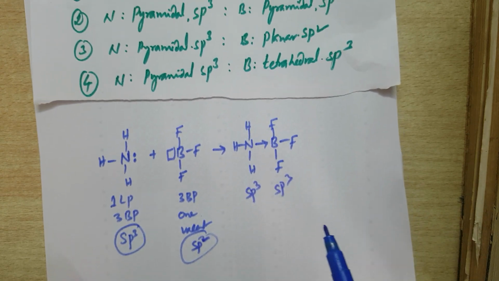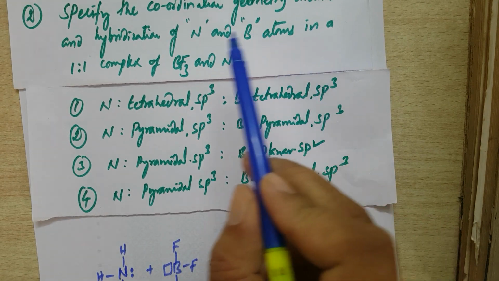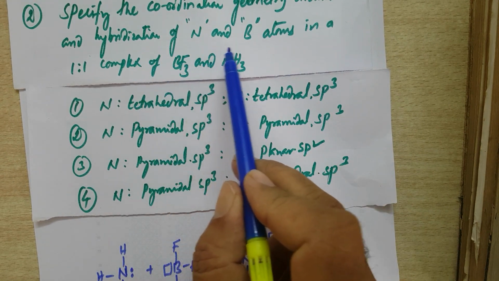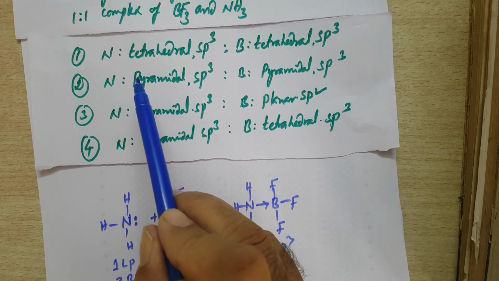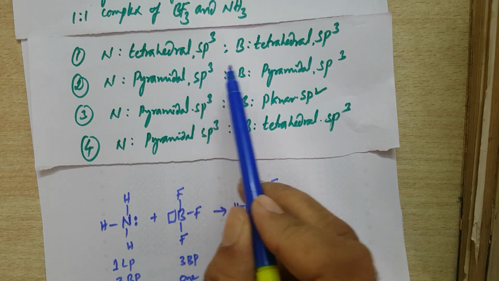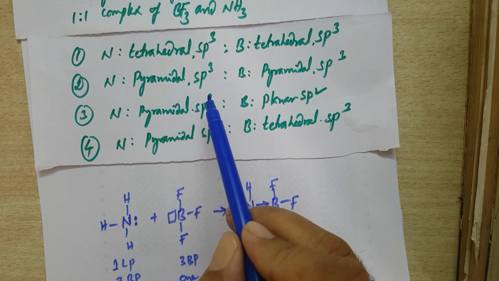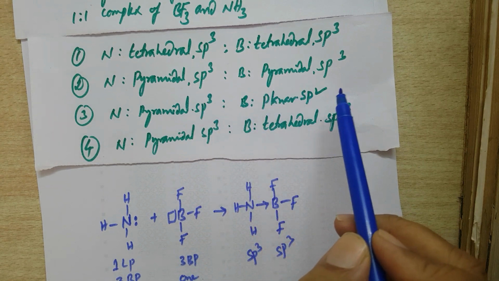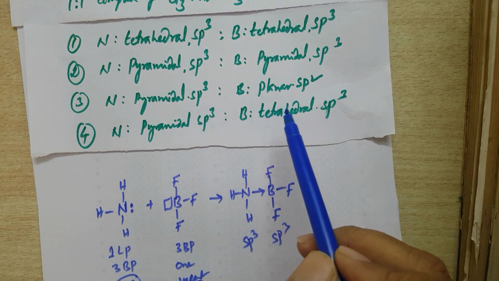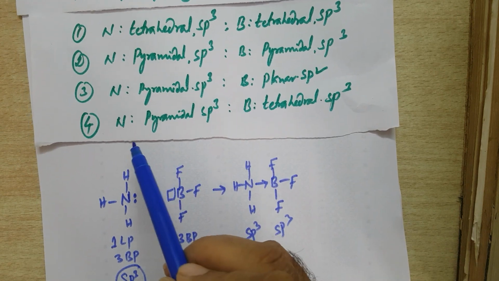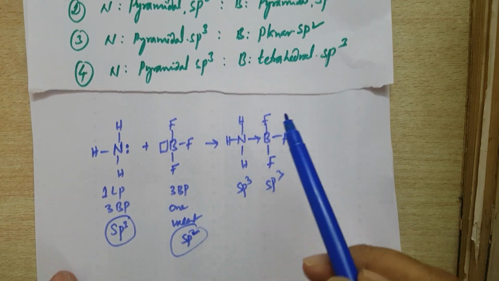Now see the question. Specify the coordination geometry, structure and hybridization of nitrogen and boron atoms in BF3 and NH3. First option, nitrogen tetrahedral sp3, boron tetrahedral sp3. Second option, nitrogen pyramidal sp3, boron pyramidal sp3. Third option, nitrogen pyramidal sp3, boron planar sp2. Fourth option, nitrogen pyramidal sp3, boron tetrahedral sp3.